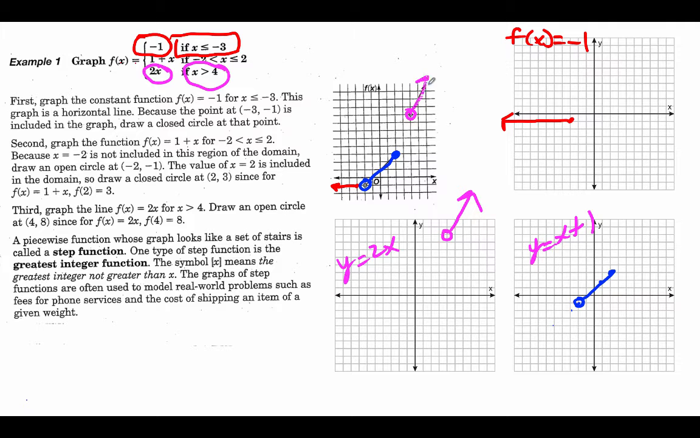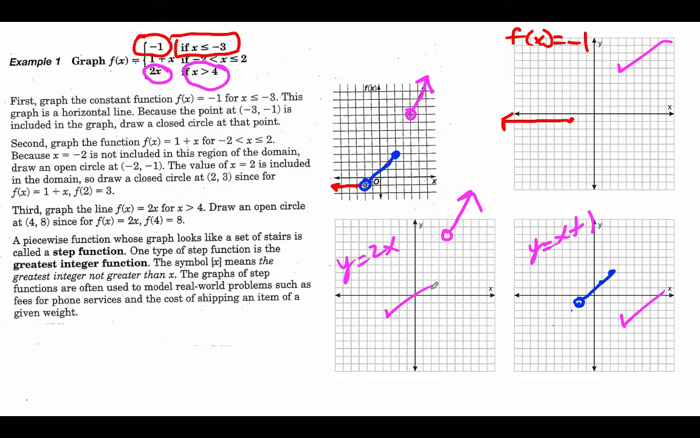So what I always like to remind students is, you all know how to graph this one on its own. You all know how to graph this one on its own. You all know how to graph this one on its own. But now we're taking little snippets of it, or little, wait for it, pieces. We're taking little pieces and putting them together, okay?